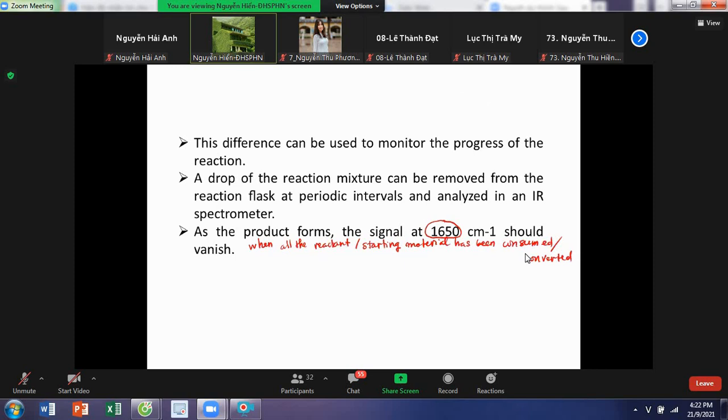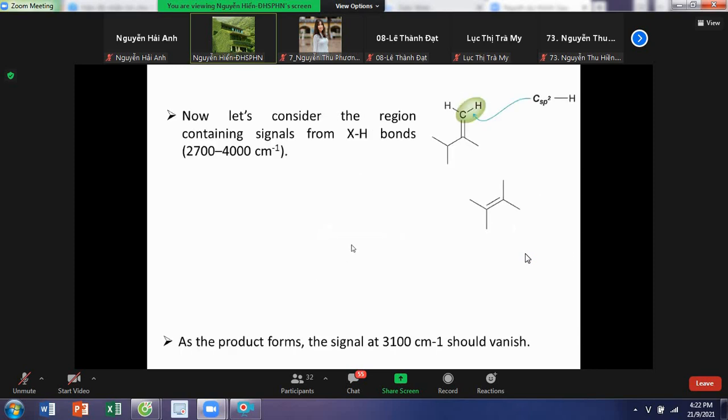Okay, so let's consider the reagents containing signals from the X-H bonds. So this is the starting material, and it has the carbons still bonded to hydrogens. So you have absorption signals corresponding to C-sp2-H at about 3100. This tells you that you have a vinylic hydrogen.